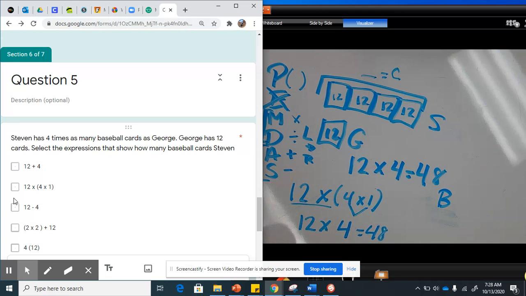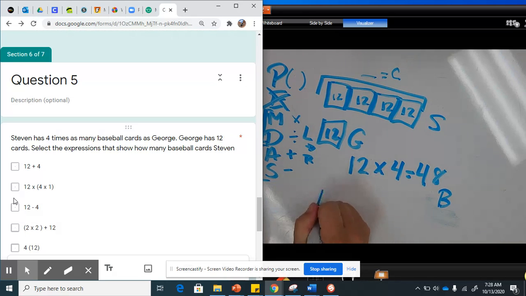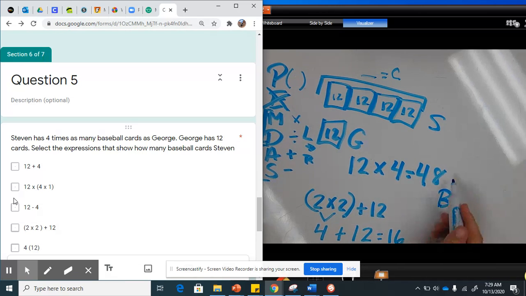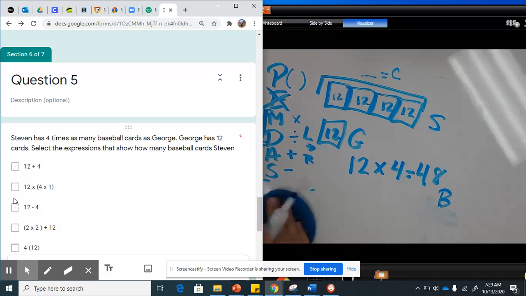And this one says select all the expressions that apply, so I'm going to have to look through the rest of the expressions to see if they're right. 12 minus 4 would give me 8. So I know the next one is not right. The next one is 2 times 2 in parentheses plus 12. Okay, so according to PEMDAS, I do parentheses first. 2 times 2 is 4, plus 12. 4 plus 12 equals 16. That's not correct either. I'm trying to look for my answer, 48. So I'm going to erase this one. So that one would not be right.